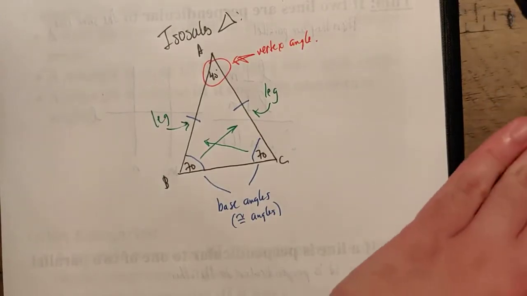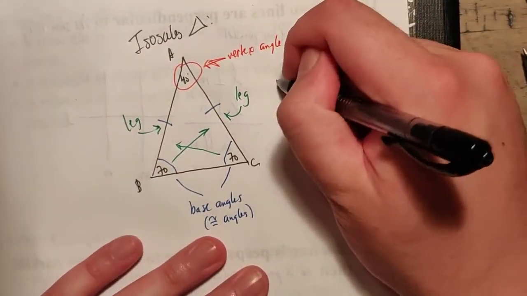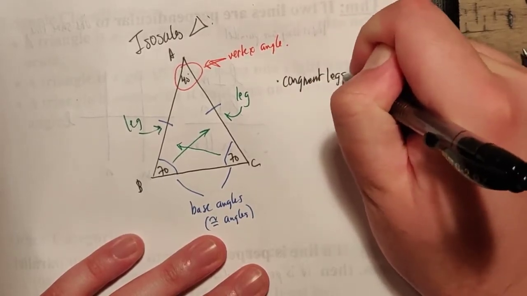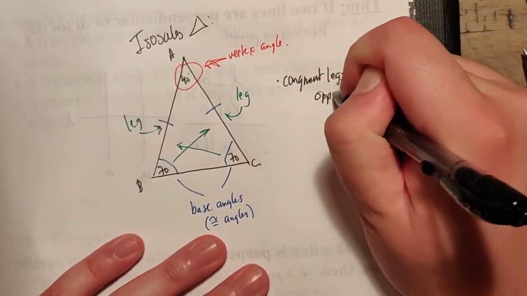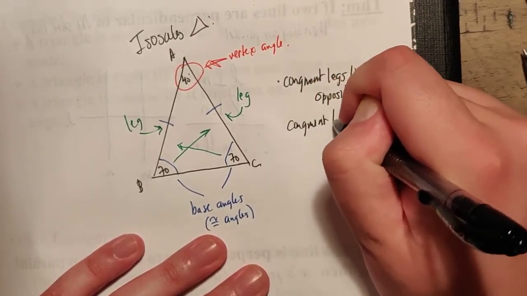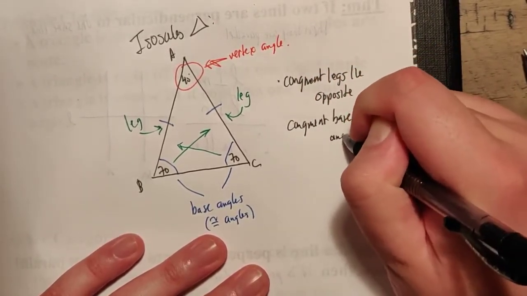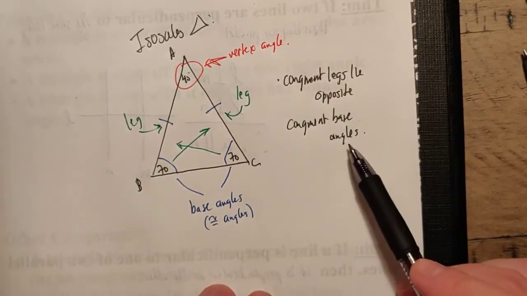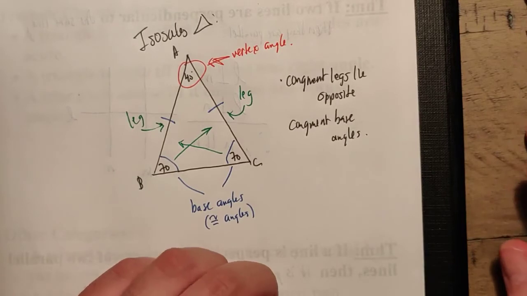So what appears to be true for isosceles triangles is that congruent legs lie opposite the congruent base angles. And this also works vice versa. It seems like it can go backwards as well, that congruent base angles will always lie opposite the congruent legs.